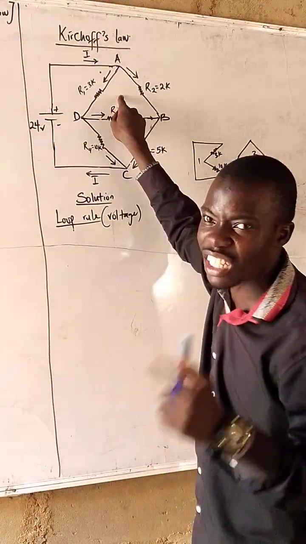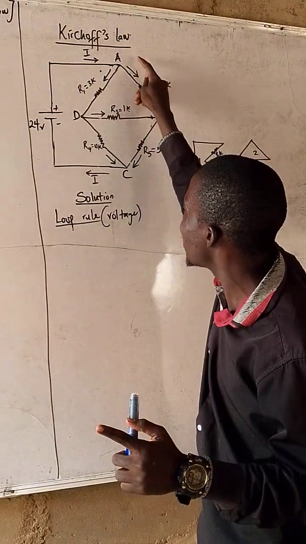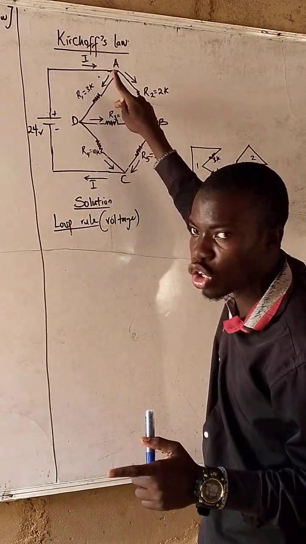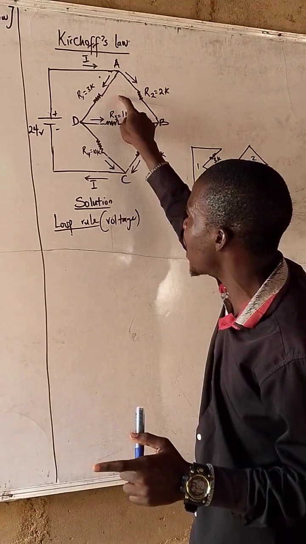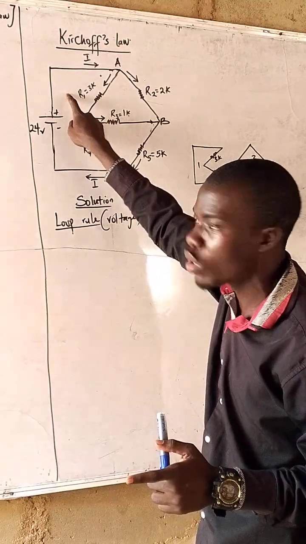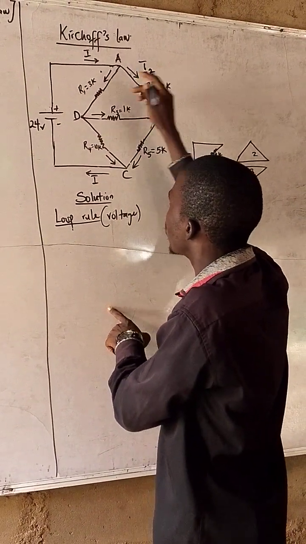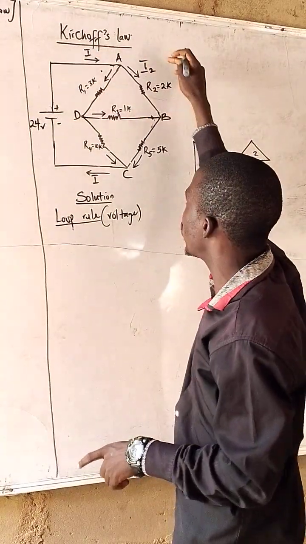Where can I put the current for the 2nd loop? Is it here, or here? I cannot put it here, because it will be sharing it with the 3rd loop. I cannot put it here, because it will be sharing it with the first loop. But I will put it here. So I will call this one I2. Let's call this one capital letter I. Let's call this one I2.